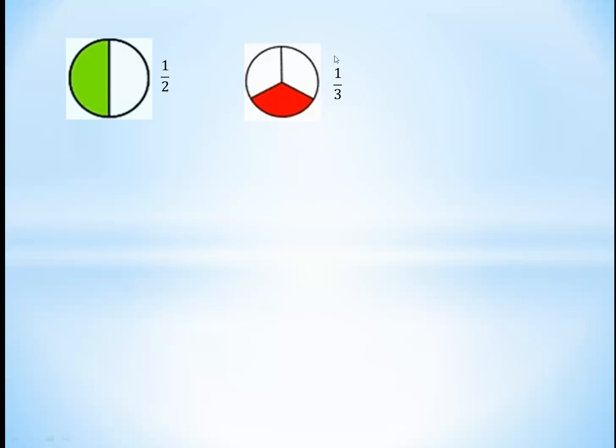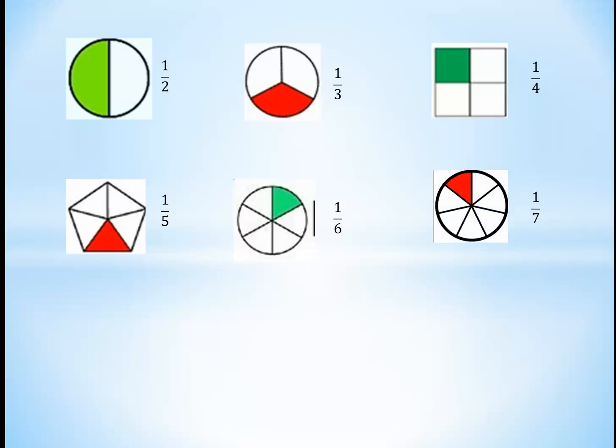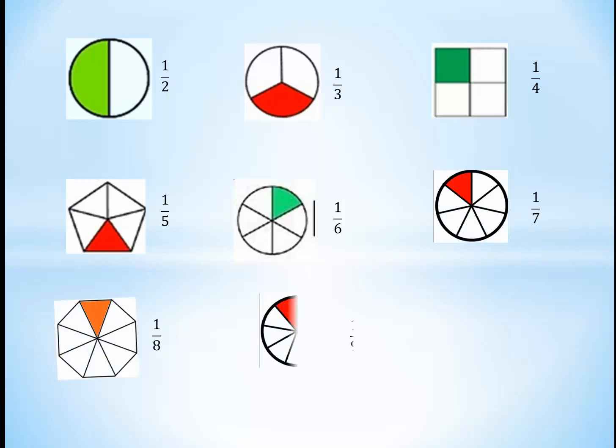Here we have three equal parts. We must have equal parts. Three equal parts, and we take one part, it will be 1 over 3. Here, 4 equal parts, and we take one part, so it will be 1 over 4. Here, 1 over 5, 1 over 6, 1 over 7, 1 over 8, 1 over 9, 1 over 10.